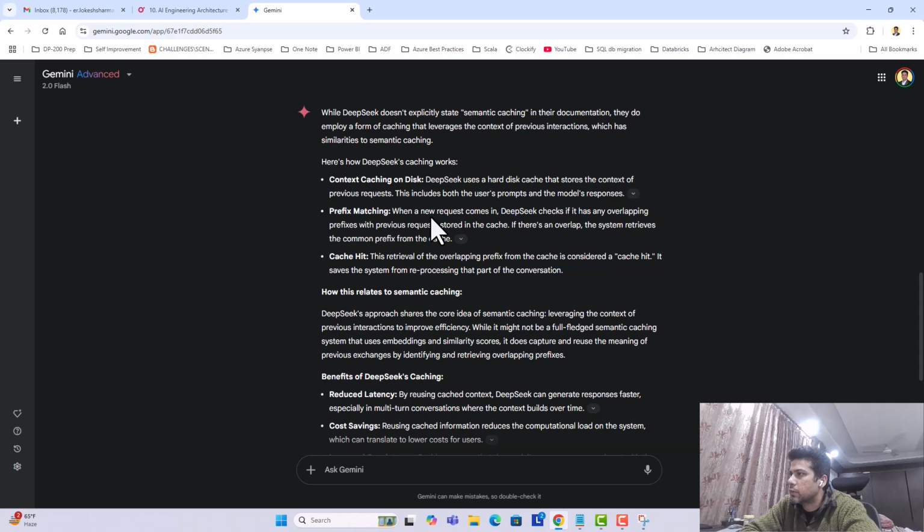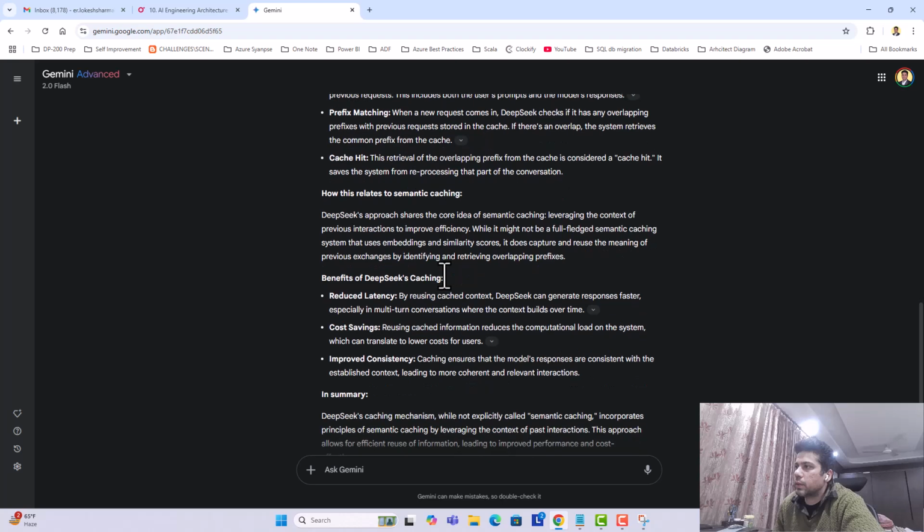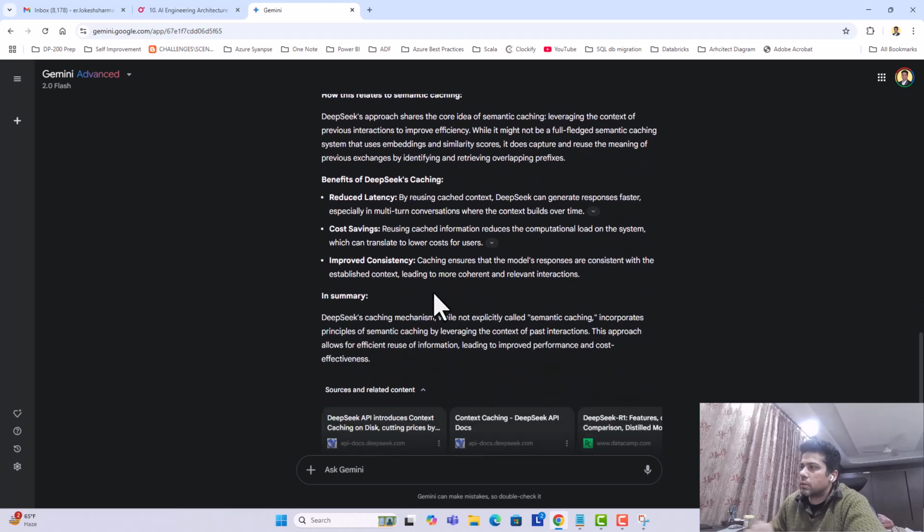Retrieving the overlapping prefix from the cache is considered a cache hit, and it saves the system from reprocessing that part of the conversation. So it uses prefix matching on the prefixes of user requests, maybe some part of the questions being asked. This caching, while not exactly semantic, incorporates the principle of semantic caching by leveraging the context of past interactions.